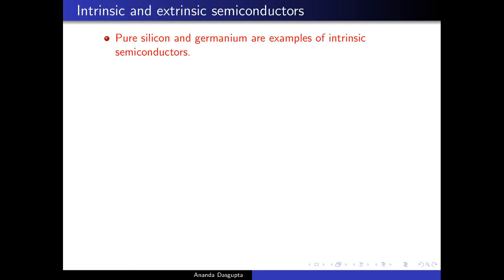Well, now we move on to what really makes semiconductors useful. Pure silicon and germanium, for example, are examples of intrinsic semiconductors. These are materials for which the band gap between the valence band and conduction band is of the order of 1 electron volt each. 1 electron volt roughly for silicon and a bit less for germanium.